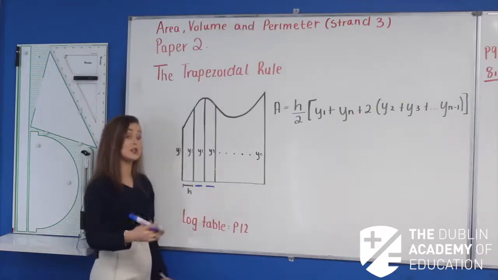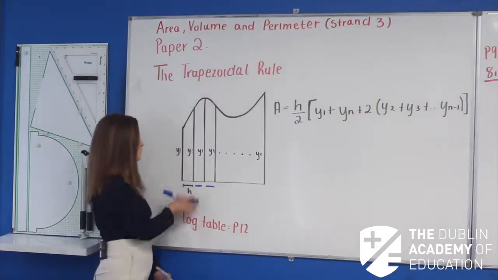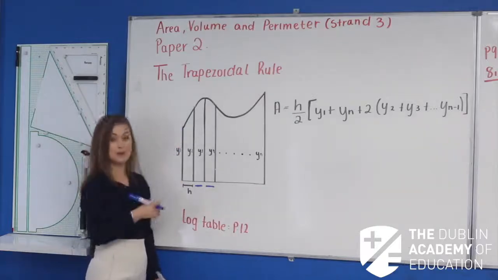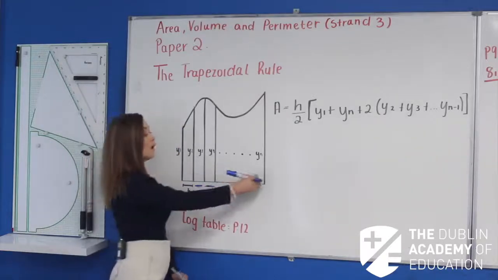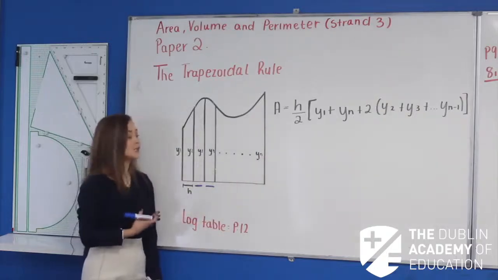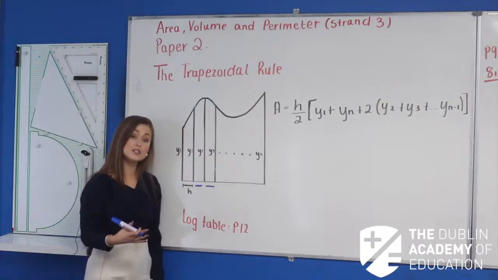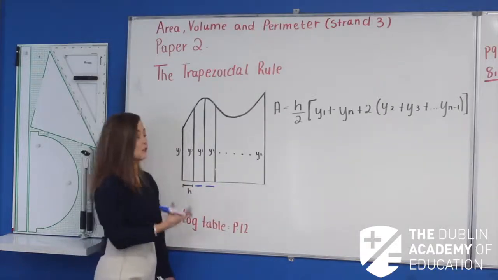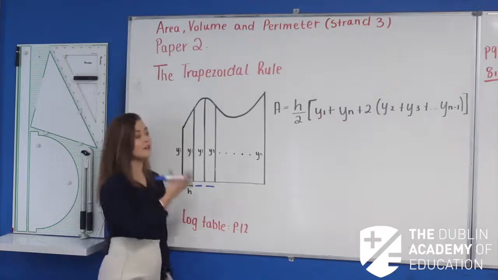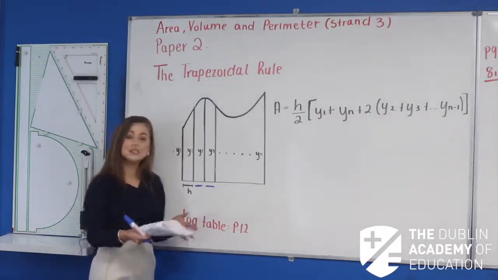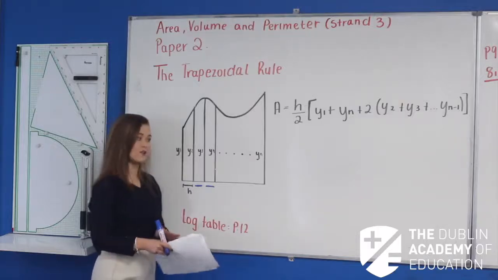So each of them is labelled h. Now, y1 is always going to be the first height, okay? yn is always going to be the end height. But because every single curve is different, we don't know what n will be for each question. It will vary from question to question. So in the next question, it could be y6, it could be y22, okay? So it'll just vary for us.